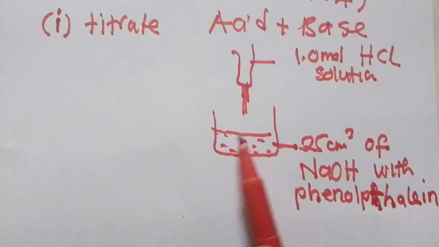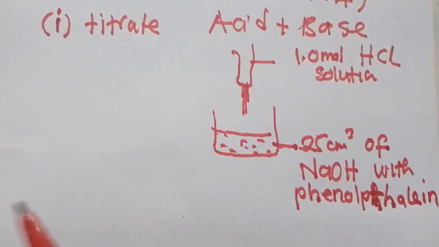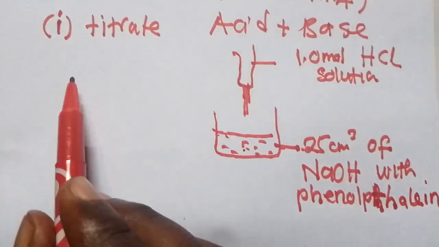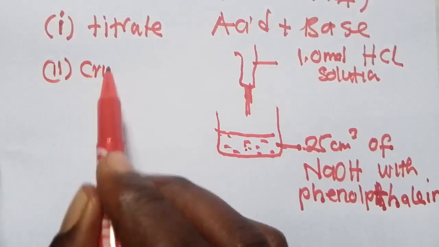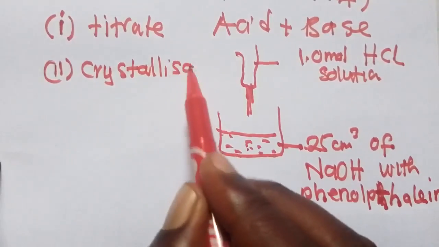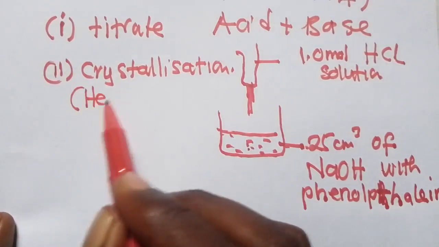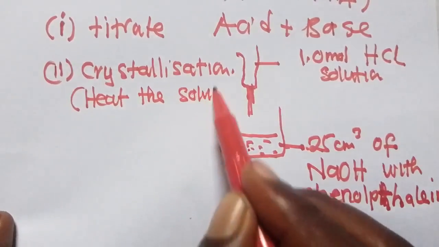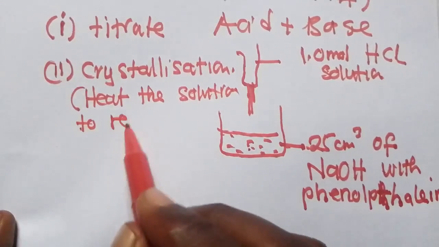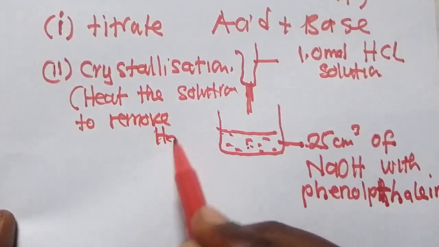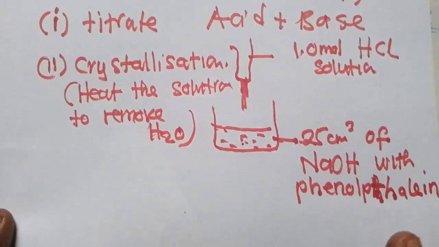When we notice a change, the second step is that we let this pass through crystallization. So the second one is crystallization. In crystallization, you get the solution and you heat it. Why are you heating the solution? So that you can remove water molecules, some particles of water. This is what we get to do.